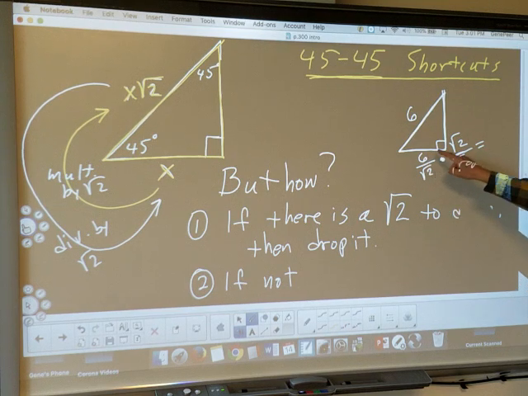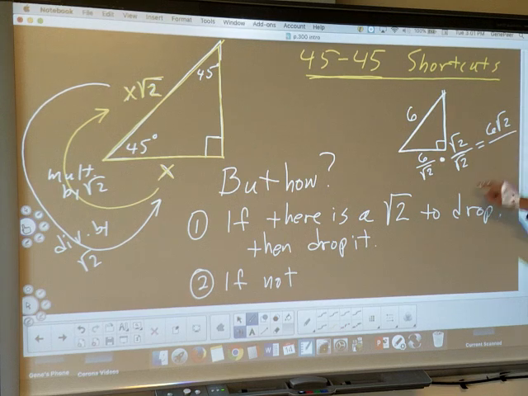Here I get 6 times square root of 2 over... You know how to multiply fractions. What's the square root of 2 times square root of 2? 2. Yes, 2. But then what's 6 divided by 2? 3. That's right. 3 square root of 2. We're done.